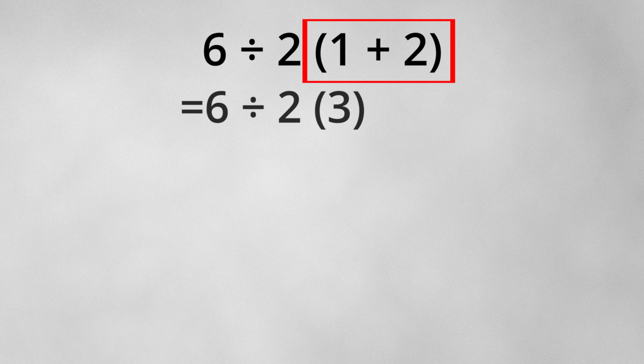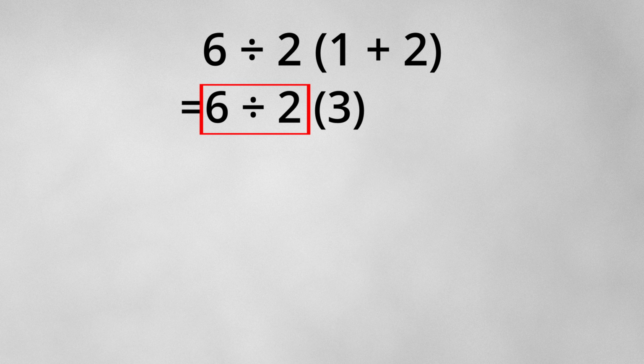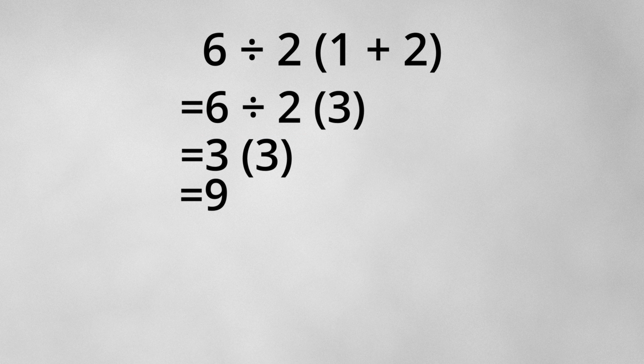Here's why. Please note that when solving, you'll want to do this one step at a time, so don't get too confused with your numbers. So, obviously, you start with your brackets. 1 plus 2 equals 3. Now you have 6 divided by 2 times 3. Since multiplication and division have the same priority, we go from left to right. So now it's 3 times 3. And finally, we have 9, which is the answer.